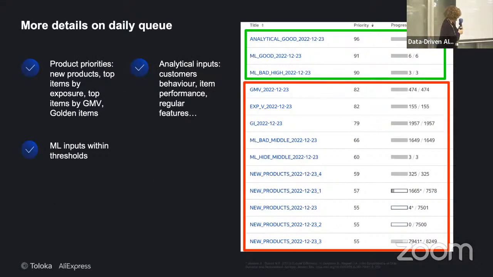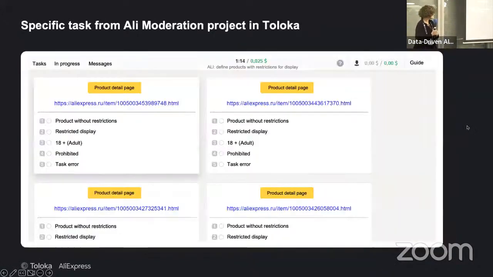Just to show you how we gather our daily sets, there are actually three different sources of main items that go through our moderation process: product priorities, analytical inputs, and inputs with thresholds, right? And you see the screenshot from Toloka, how all these daily sets are in the process of moderation through crowdsource. That's how our task looks in Toloka. We have a link to our item and you have to choose between the verdicts. You just click on it.